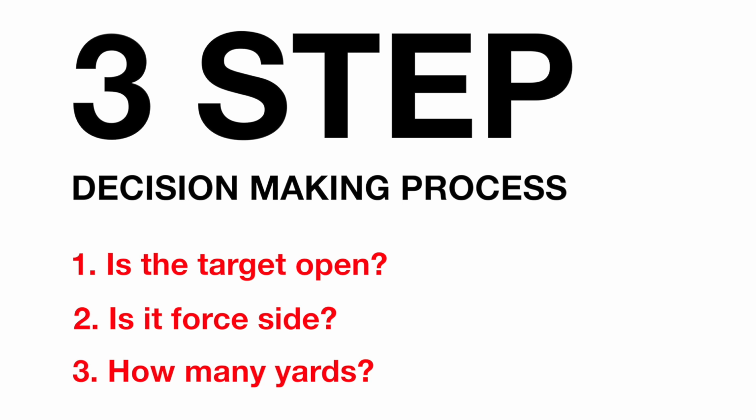If the person isn't open, it shouldn't be thrown. If there's a person equally open on the break side and the force side, it shouldn't be going break side. If there's a person equally open for 1 yard or 50 yards, it shouldn't be going to the 1 yard throw. Being able to answer these three questions quickly and accurately is how you become consistent at this skill.